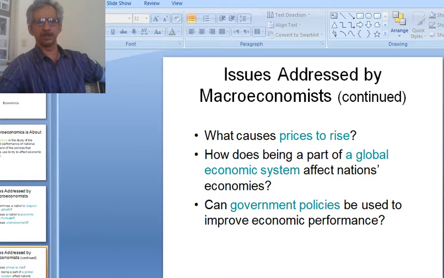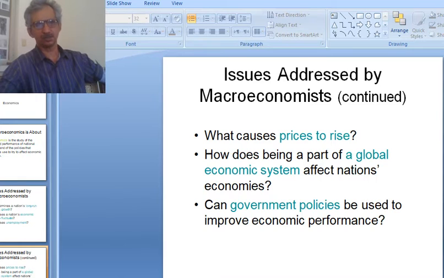Another issue that we are going to discuss is that macroeconomists discuss what caused prices to rise. Even in today's time, people are discussing with each other the rise in price levels. Every day prices are rising. So being macroeconomists, we call this inflation.